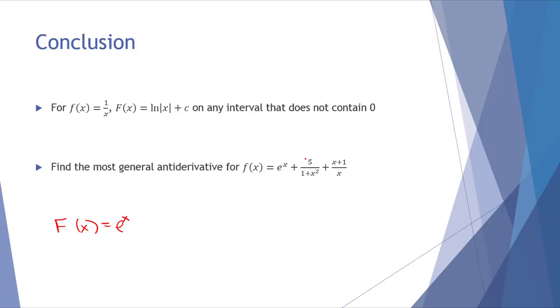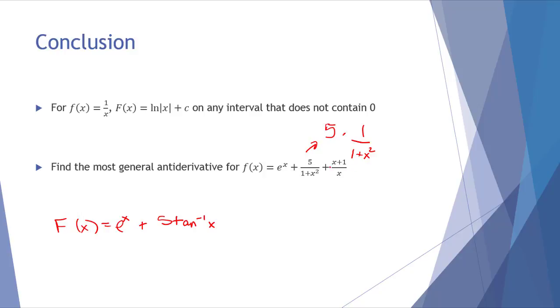For the 5 over 1 plus x squared, it might be easier to think of that as 5 times 1 over 1 plus x squared. Those are in fact the same thing, because then that allows me to leave the 5 out as a constant. I'm going to leave it right there. And then I just need the antiderivative of 1 over 1 plus x squared, and that is going to be tangent inverse of x.